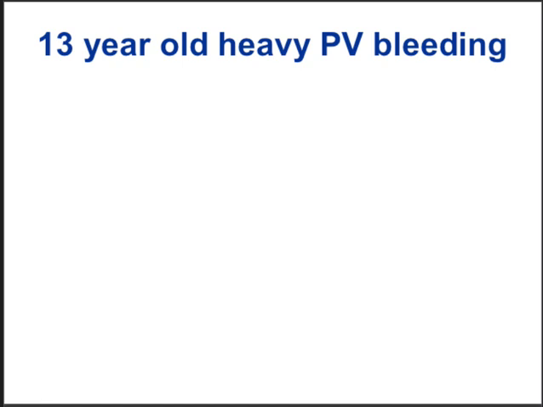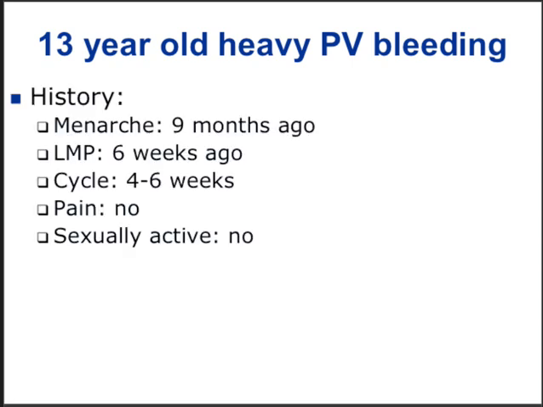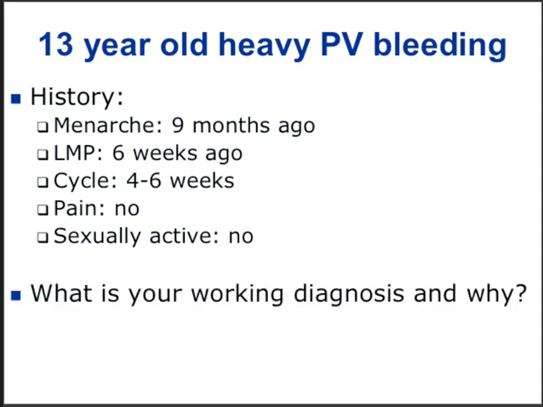Let's assume now we see a young lady of 13 years and she presents with heavy bleeding per vagina. Her history: her menarche commenced 9 months ago. Her last menstrual period was about 6 weeks ago, and her cycle is quite irregular, hovering between 4 and 6 weeks. She has no pain and she is sexually not active. What is your working diagnosis and why?